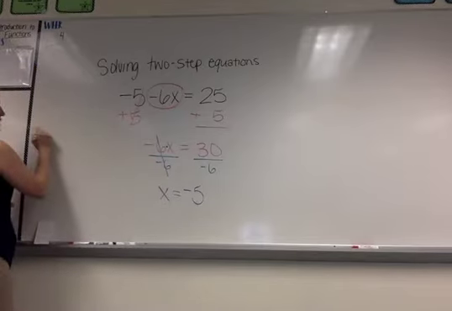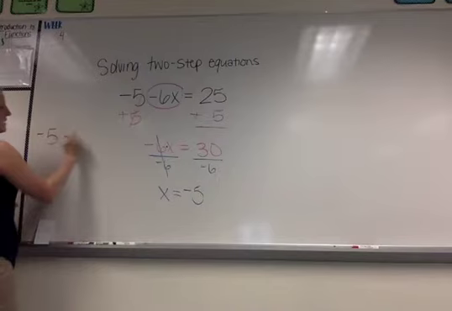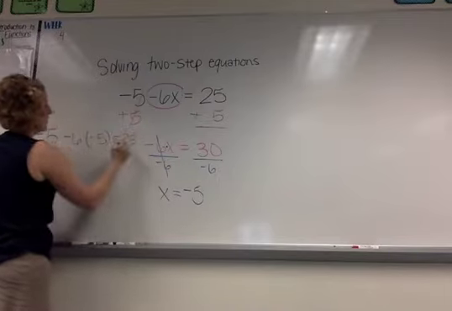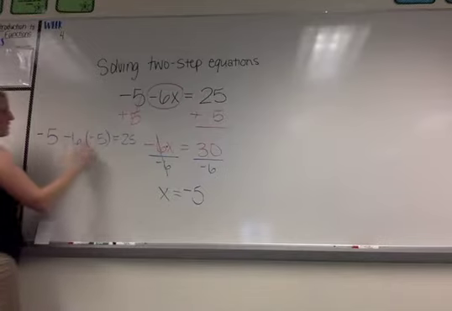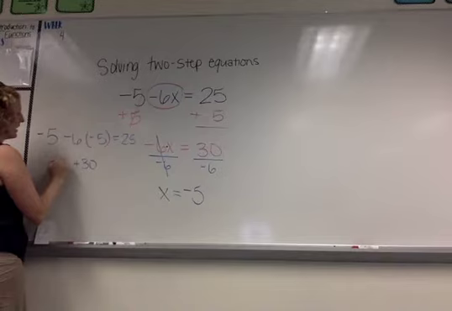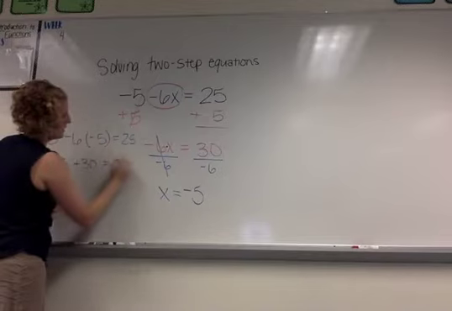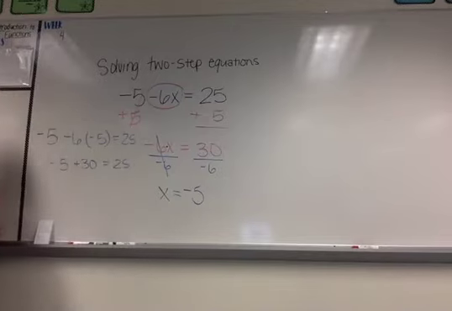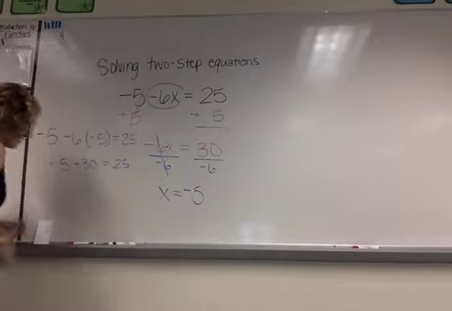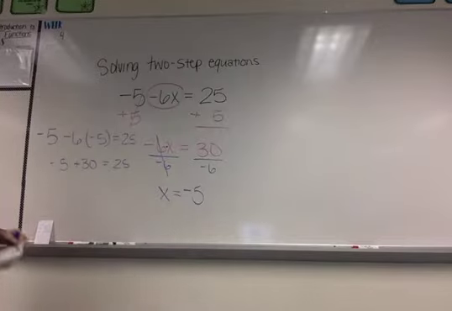Again, plug it in to check your work. Negative 5 minus 6 times negative 5 equals 25. Multiply first, and negative 6 times a negative 5 is positive 30. Negative 5 plus 30 is a positive 25. So that works too. Okay, last one.